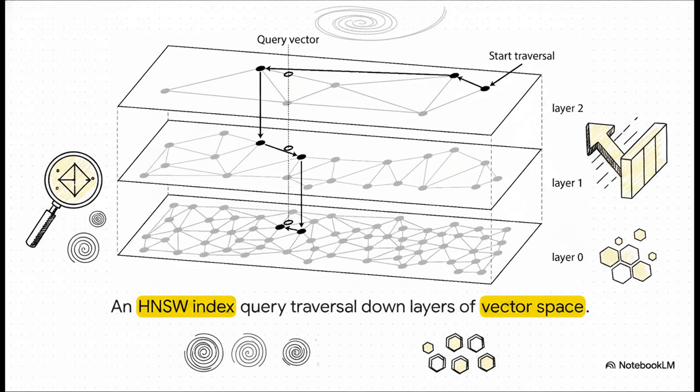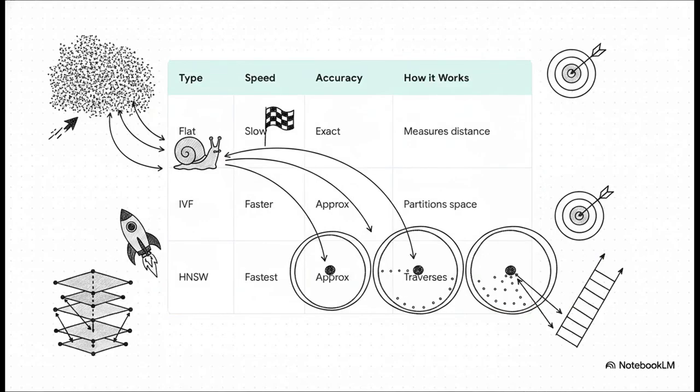Think of it exactly like zooming in on a digital map. You start by finding the right country on a global view, zoom in to find the right city, and finally zoom in to locate the specific street. Dropping through these layers of connected graphs is an incredibly rapid way to find an approximate match among millions of high-dimensional vectors.